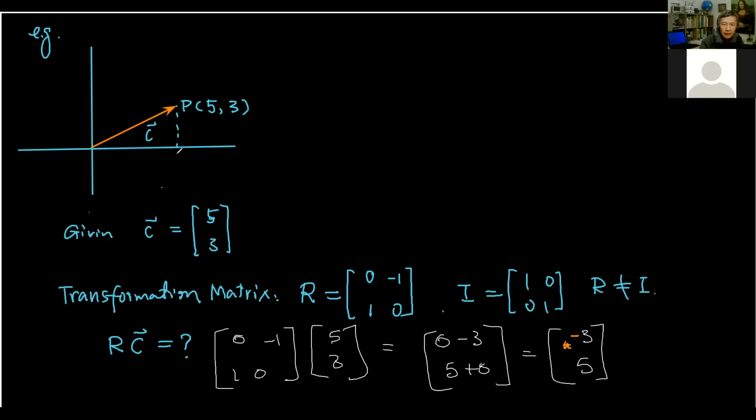So roughly, this is 5, and this is 3. Oh wait, that's wrong, it's negative 3. Somewhere here, negative 3 here, and 5 here. So 3 and 5, roughly. That's kind of weird. Not weird, it's very interesting.